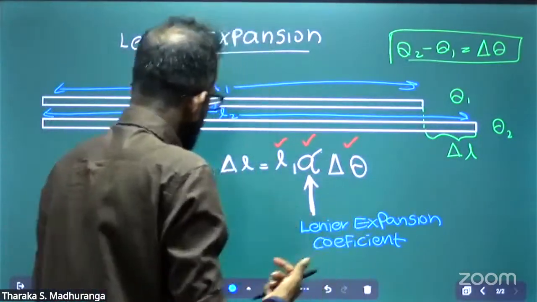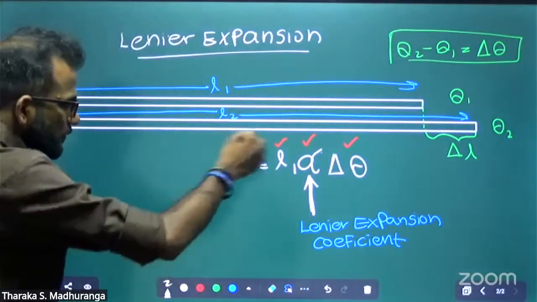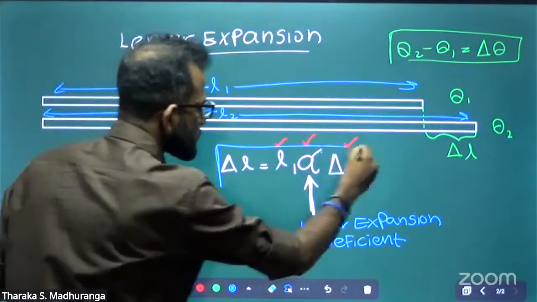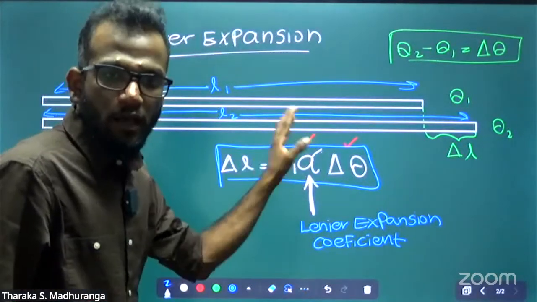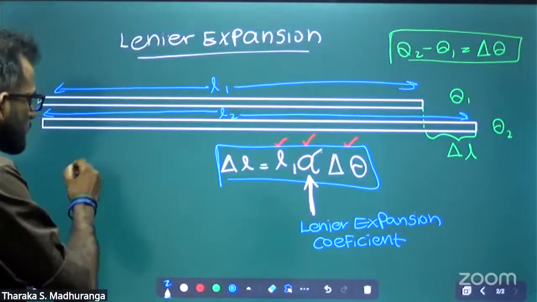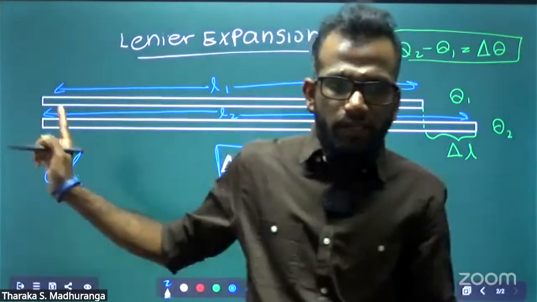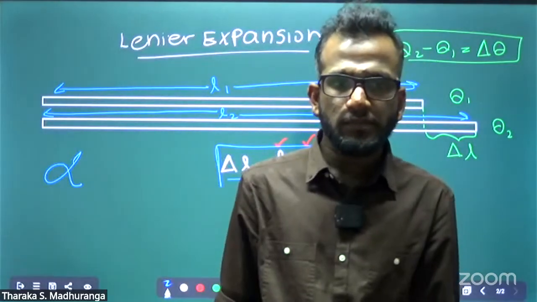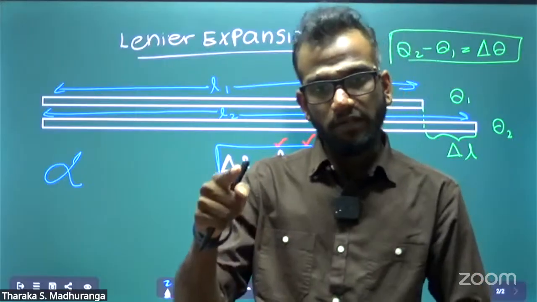Then I will erase this part. Okay, that's the equation that we only need. If I isolate the alpha, okay, can you define the alpha? How do we define the alpha? It is important.